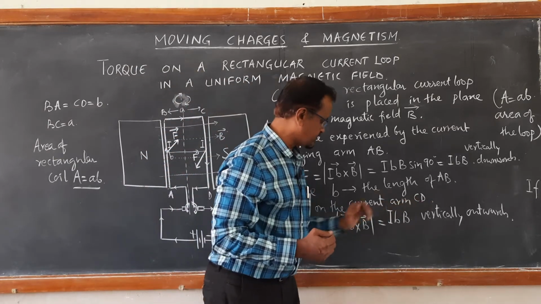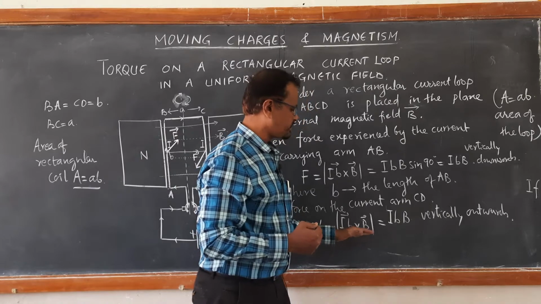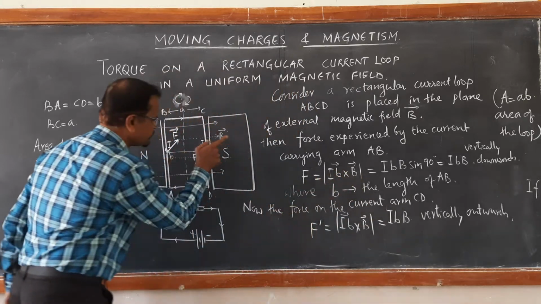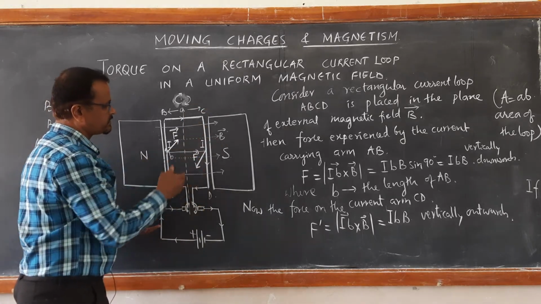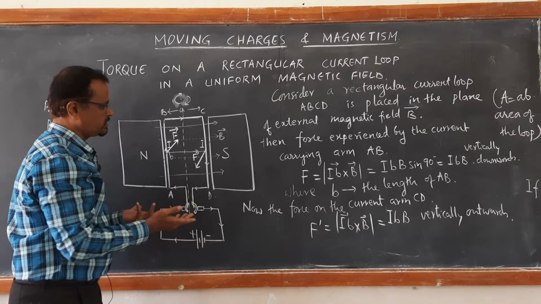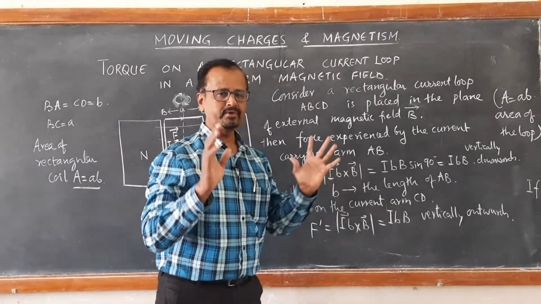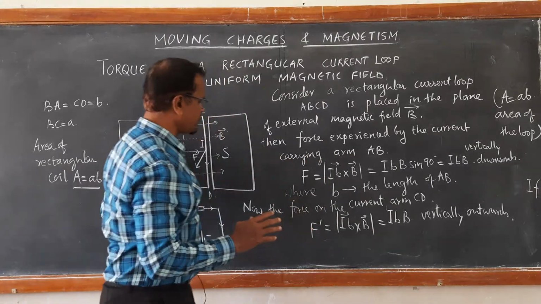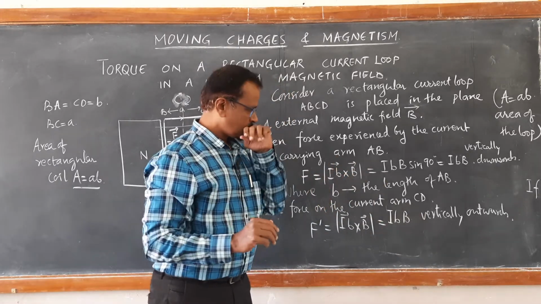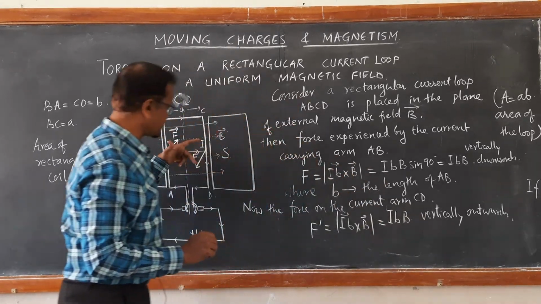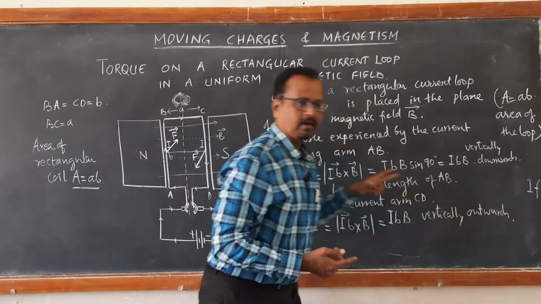The force on the current arm CD, F dash, is equal to I b B, same thing, I l cross B, again the angle between the magnetic field and the current element is 90 degrees, right? Magnetic field is at 90 degrees with the arm CD. Naturally, sin 90 becomes 1. You will get the same equation. I b B means magnitude of these forces. F on AB, F dash on CD, magnitudes of these forces are equal. But you see, what is the direction of force? Here the direction of force is vertically outwards. So, it is vertically upwards.